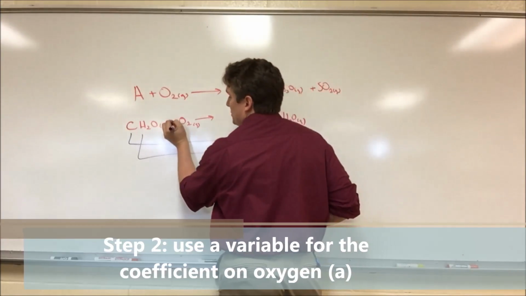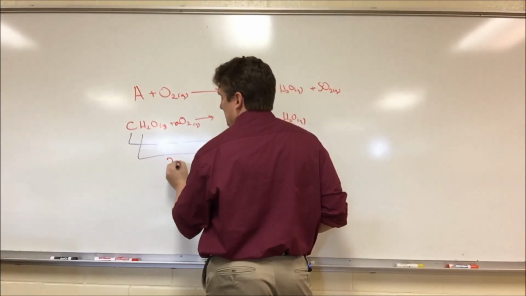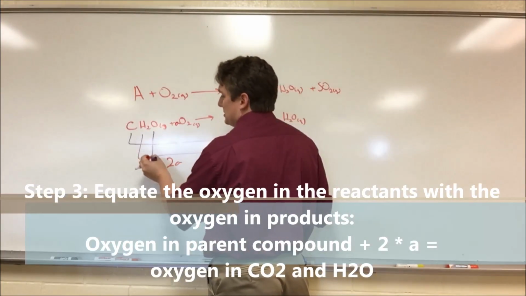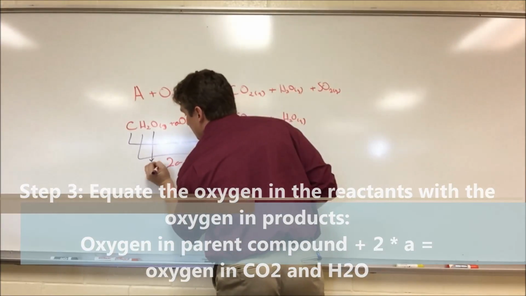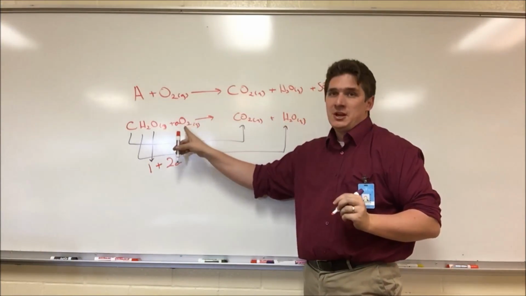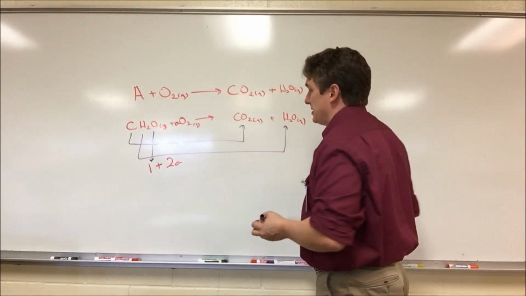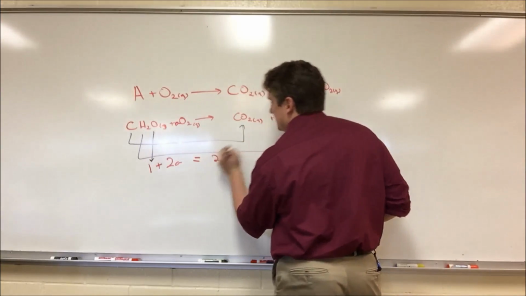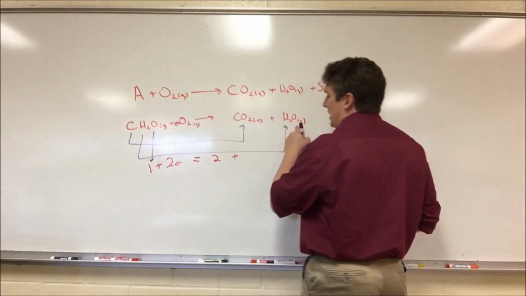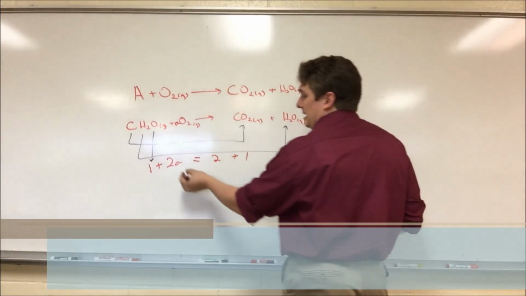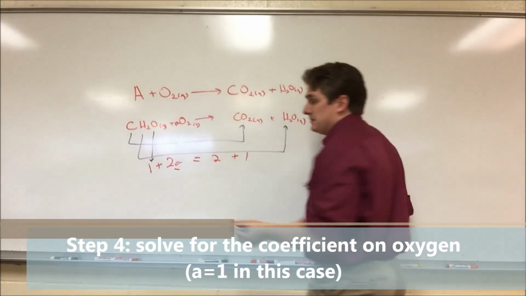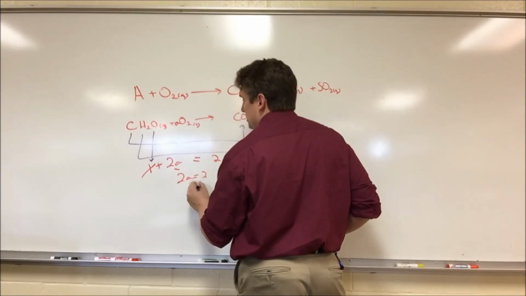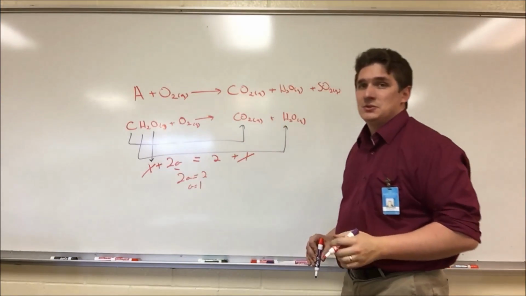Now again, we're going to guess some coefficient on oxygen, A, and we're going to have twice that many oxygen atoms. But we also need to add how many we got from the parent compound. So we're just going to use the subscript on O and say that we have 1 here. So 2 times the coefficient of oxygen plus however much oxygen was there in the starting compound is going to equal how much oxygen we have from CO2, in this case 2 atoms, and how much oxygen we have from water, in this case 1. And again, we're just going to solve for our coefficient on oxygen. So our 1's are going to cancel out. We'll get twice the coefficient on oxygen equals 2, or the coefficient on oxygen is 1. And that's our solution to it.